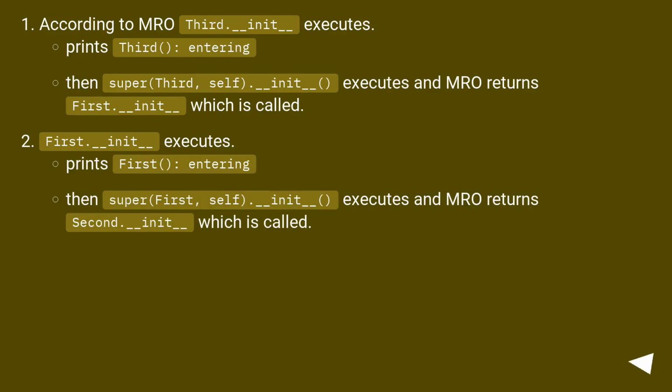According to MRO, Third.__init__ executes. Prints "Third: entering", then super(Third, self).__init__ executes and MRO returns First.__init__, which is called. First.__init__ executes. Prints "First: entering", then super(First, self).__init__ executes and MRO returns Second.__init__, which is called.